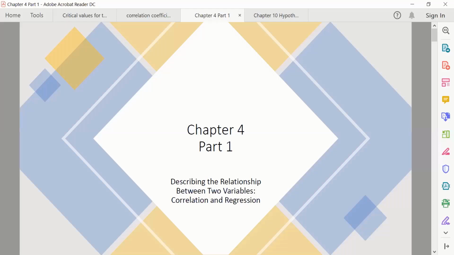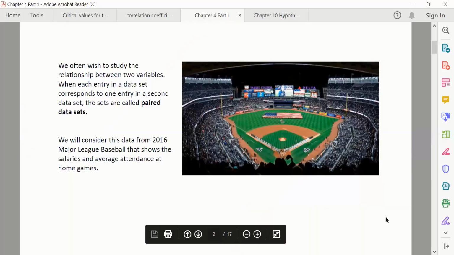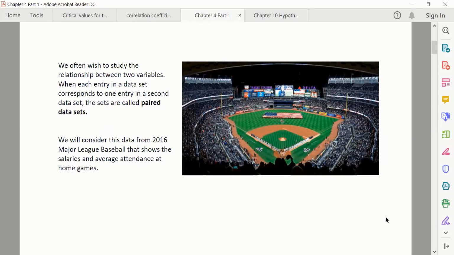Okay, so we're looking at the relationship between two variables, looking at correlation and regression in chapter 4. We often wish to study the relationship between two variables when each entry in a data set corresponds to one entry in a second data set. The sets are called paired data sets. So we're going to consider data from 2016 Major League Baseball that shows the salaries and average attendance at home games, just to see what a paired data set looks like.